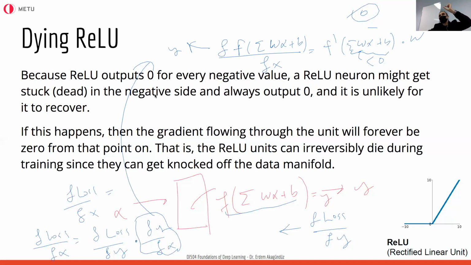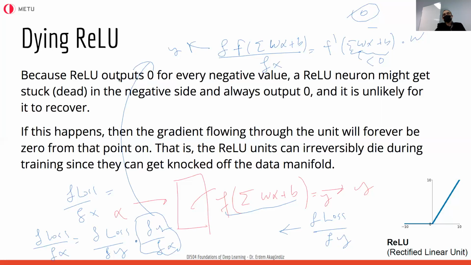If that ReLU is dead, there won't be any gradients flowing in backwards. If there are no gradients flowing backwards in the graph, the weights will not change. And if the weights do not change, the values in the training set will always be creating negatives, and it's a point where the ReLU gets stuck. If this happens, the gradient flowing through the unit will forever be zero from that point on. That is, the ReLU units can irreversibly die during training since they cannot get knocked off the data manifold.